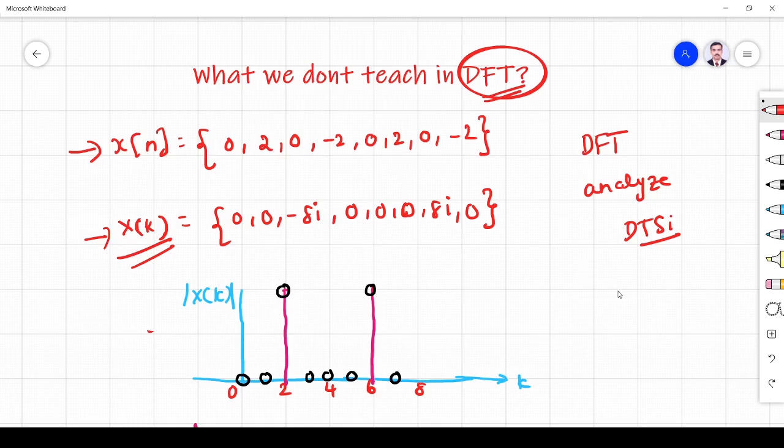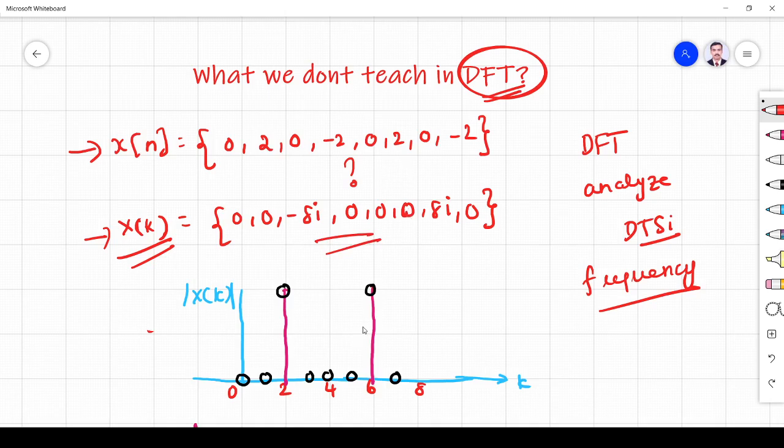And we say that DFT is used to give the frequency of the signal. Where is the frequency here? There is no f in this equation, only k. Then what is the frequency of this signal? Can we find the frequency of this signal by using this plot or from this x of k? No, this is not at all possible. Then what is this?